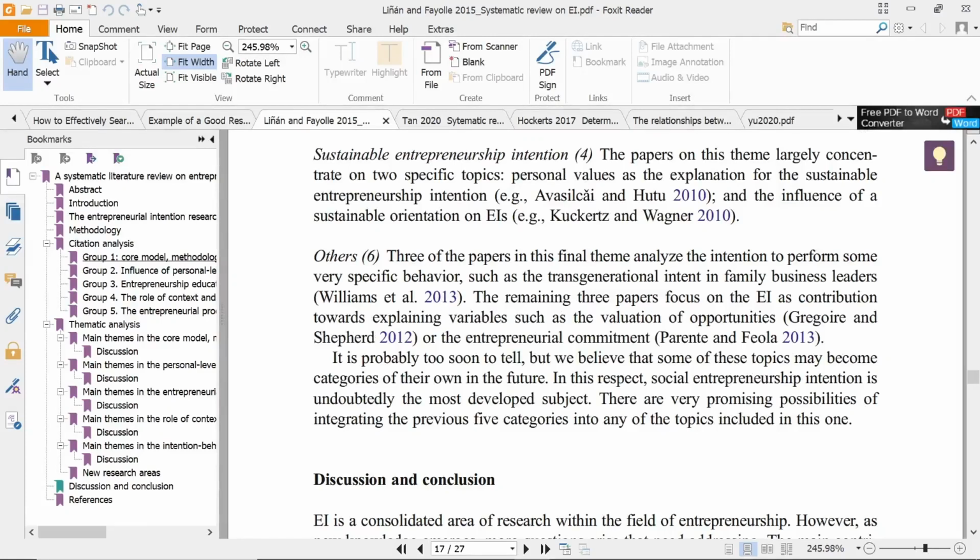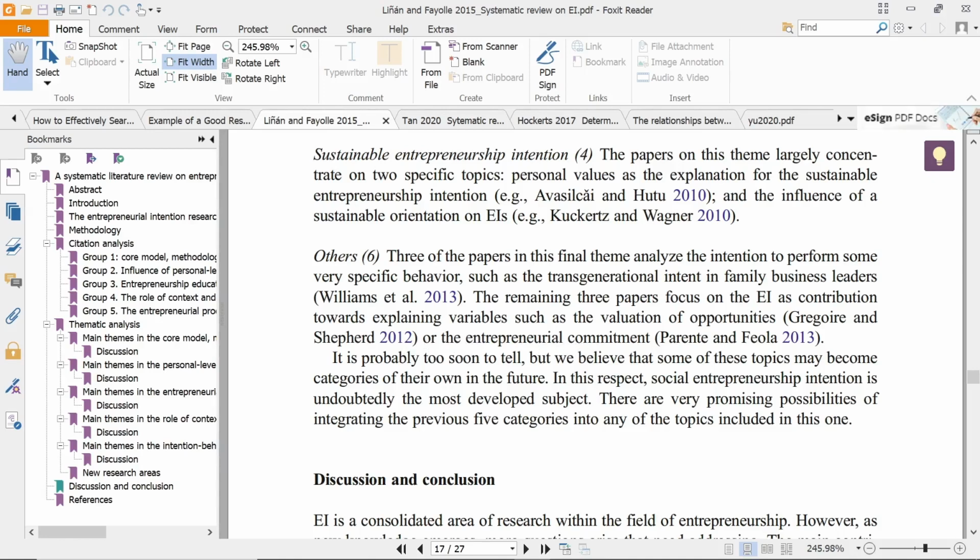Three of the papers in this final theme analyze the intention to perform some very specific behavior, such as transgenerational intent in family business. So you can research on transgenerational intent. The remaining three papers focus on entrepreneurship intentions as a contribution towards explaining variables such as valuation of opportunities. So you can use valuation of opportunities as an explaining variable. This is the author here. You can tap on that. I won't tap on that for the sake of time.